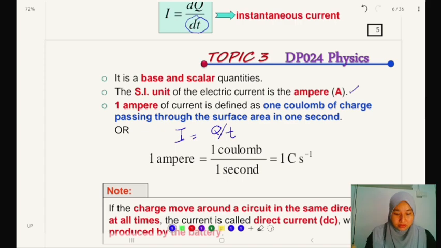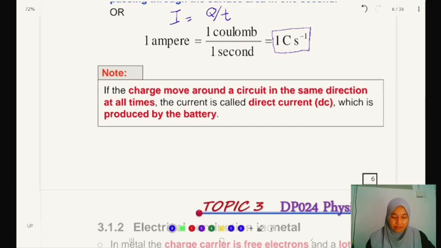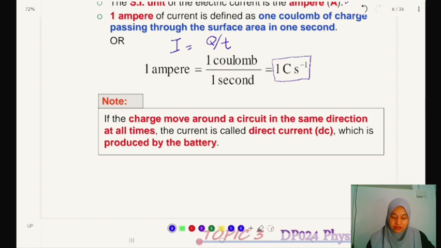So 1 ampere is defined as 1 coulomb of charge passing through the surface area in 1 second. So 1 ampere also has a derived unit, which is coulomb per second. Note, if the charge moves around a circuit in the same direction at all times, the current is called direct current, DC, which is produced by the battery. Direct means it goes one way only. Alternating current, AC, can go back and forth.